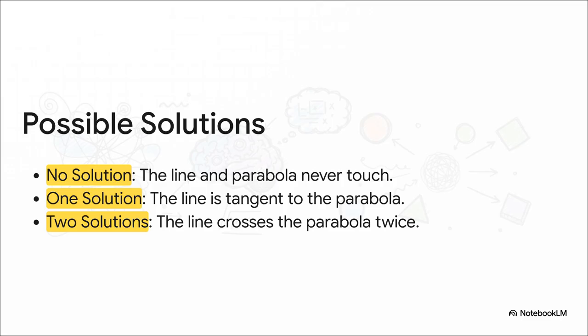And this is where things start to get really interesting. See, with two straight lines, they can cross once or not at all. But when you have a line and a curve, say a parabola, suddenly you have more possibilities. They might miss each other completely, no solution. Or the line could just barely graze the parabola at one single point. Or it could slice right through it, giving us two intersection points.